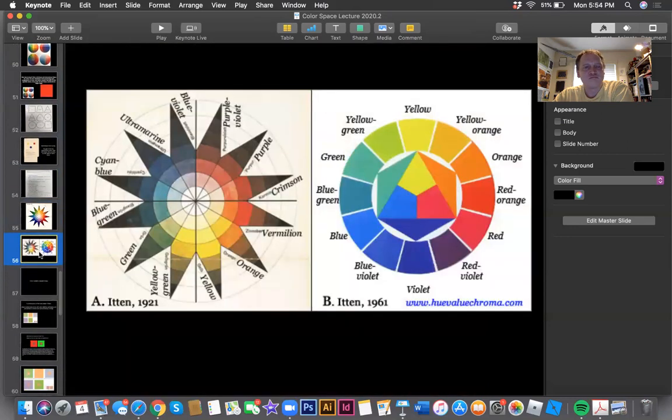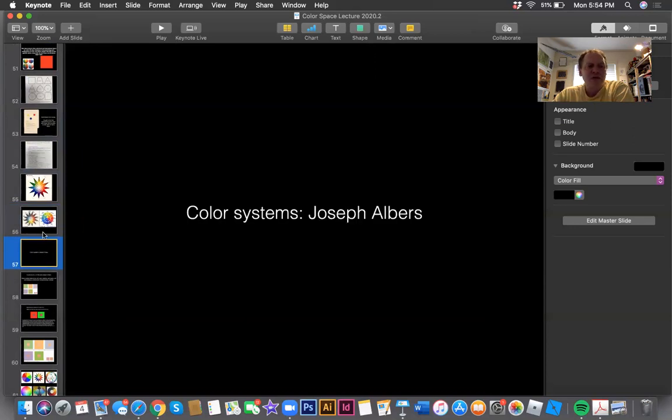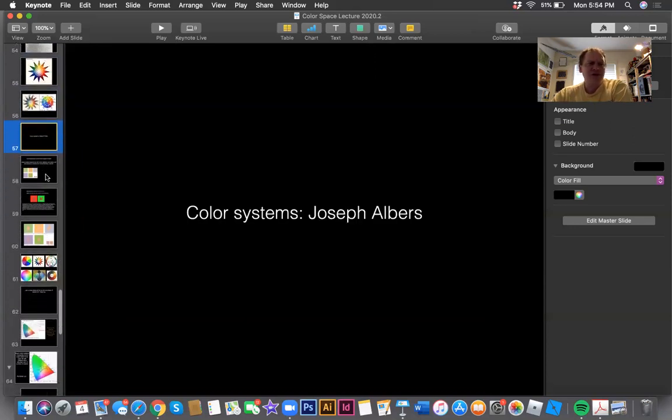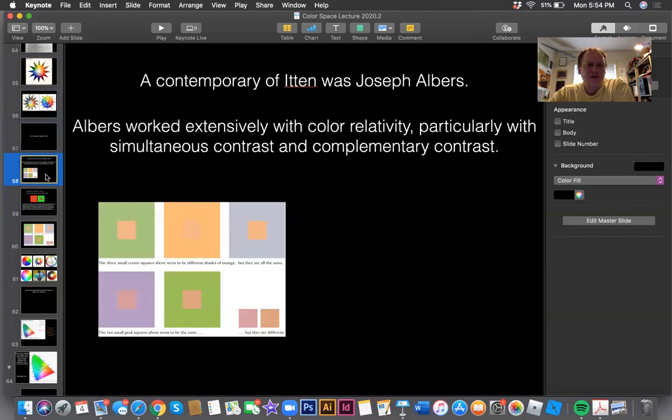Albers. Now, Albers, I mentioned in another supplementary lecture when we looked at simultaneous contrast and complementary contrast. He played a lot with the relative effects of one color upon another. And so up here, we've got these three backgrounds, and on top of them is actually the exact same color. But by being on these backgrounds, it makes it look like these are three different colors.